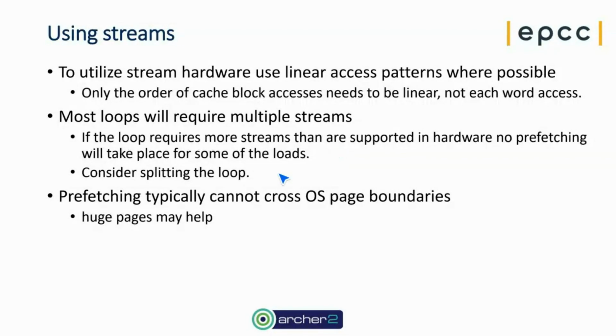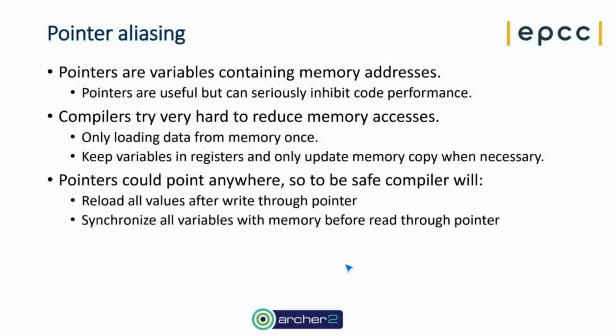So in this case, the opposite of loop fusion, splitting the loop, might be a good thing to do. And again, prefetching usually stops when you hit a page boundary and has to restart again for the next page. So if you're relying extensively on prefetching, then huge pages may give you an advantage. Okay, and then the last little topic is about pointer aliasing.